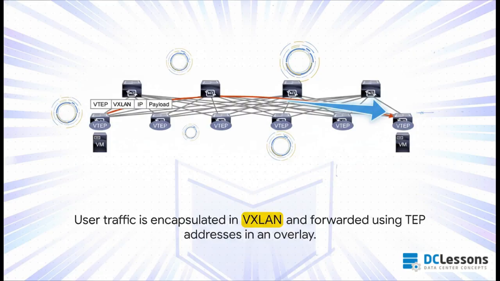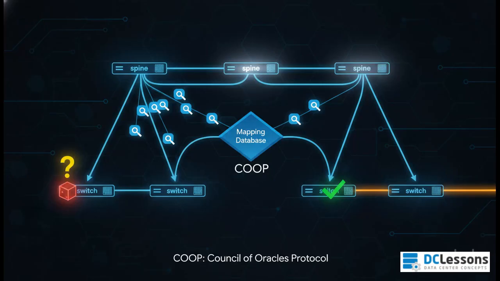The other switches, they don't even need to know what's inside. They just look at the address on the envelope and send it on its way. This is how ACI creates a virtual network on top of the physical one, and it's incredibly powerful. But what happens if a leaf switch gets a packet for a server it's never heard of before? Does it panic? Nope, it just asks the spines.